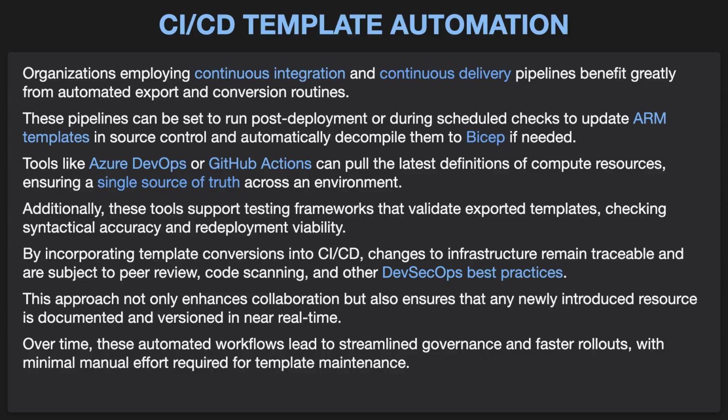By incorporating template conversions into CI/CD, changes to infrastructure remain traceable and are subject to peer review, code scanning, and other DevSecOps best practices. This approach not only enhances collaboration, but also ensures that any newly introduced resource is documented and versioned in near real time. Over time, these automated workflows lead to streamlined governance and faster rollouts, with minimal manual effort required for template maintenance.